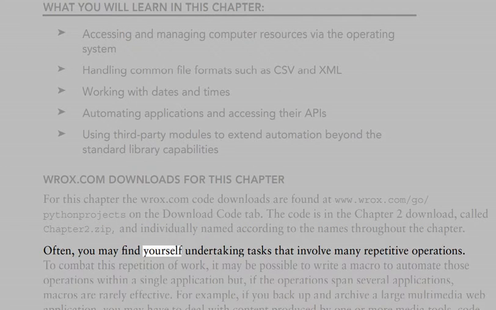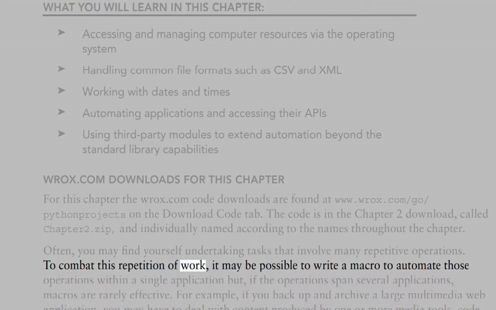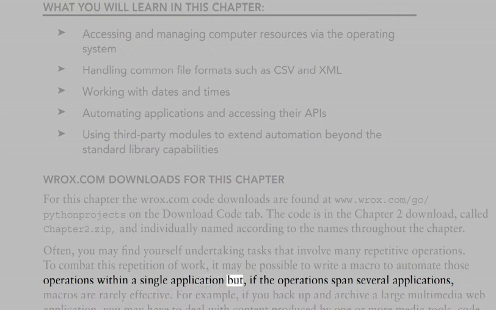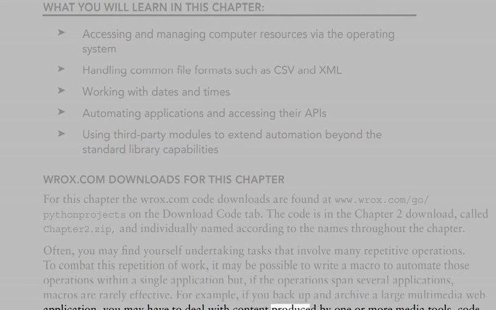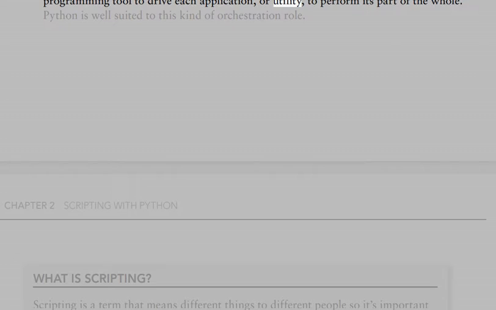Often, you may find yourself undertaking tasks that involve many repetitive operations. To combat this repetition of work, it may be possible to write a macro to automate those operations within a single application, but if the operations span several applications, macros are rarely effective. For example, if you back up and archive a large multimedia web application, you may have to deal with content produced by one or more media tools, code from an IDE, and probably some database files too. Instead of macros, you need an external programming tool to drive each application, or utility, to perform its part of the whole. Python is well suited to this kind of orchestration role.